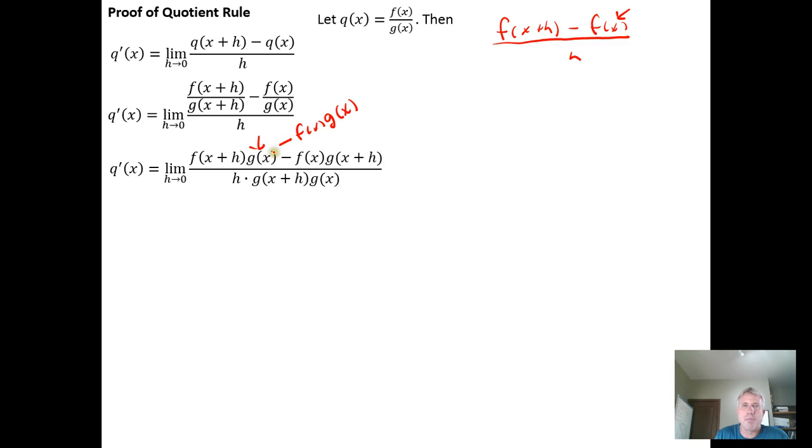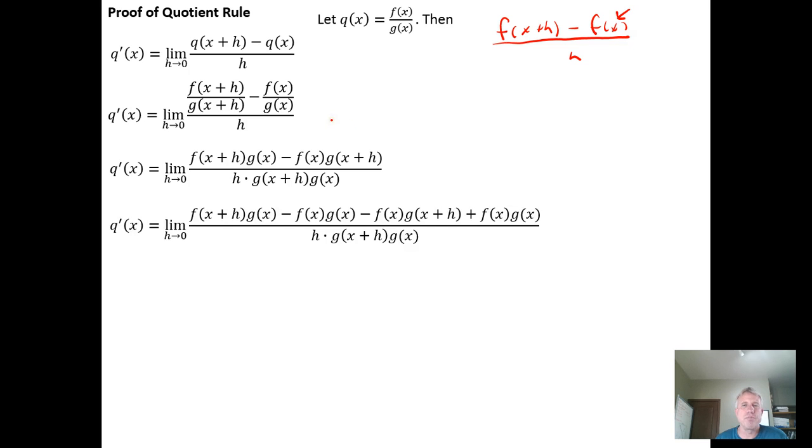But I can't just arbitrarily subtract, so I would need to add on the same thing. I would need to add on an f of x, g of x term here, or I will have changed the value of the numerator. So on the next line, that's all we've done.